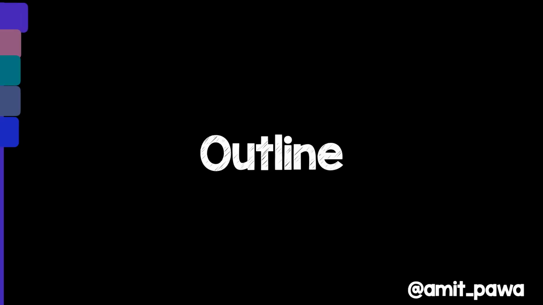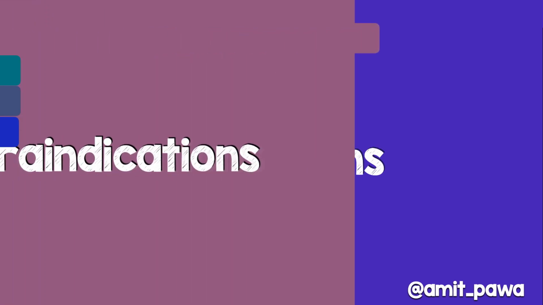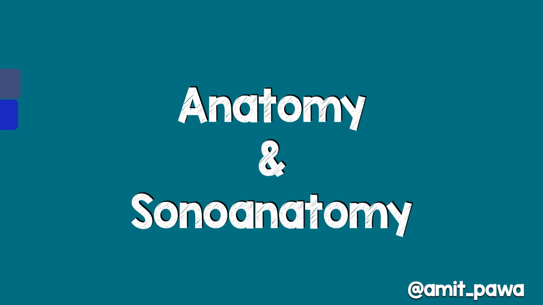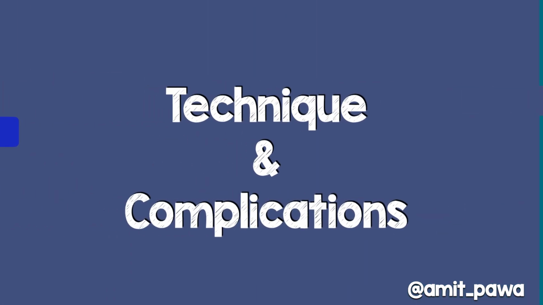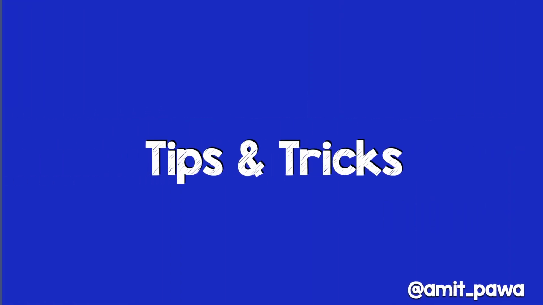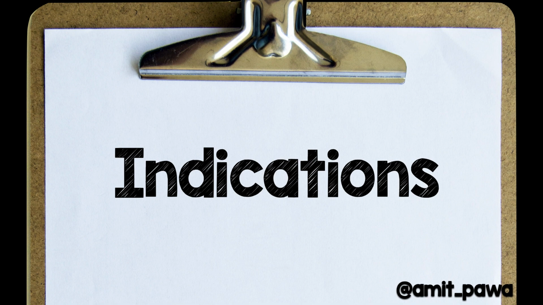So what am I going to be covering in this short talk? I'm going to be talking about the indications for the Erector Spinae plane block, some of the contraindications. I'm also then going to take you through a whistle-stop tour of the anatomy and the sonoanatomy. We'll then look at the technique and some of the complications that could arise, and finally we'll end up with some tips and tricks. So let's start off with the indications.